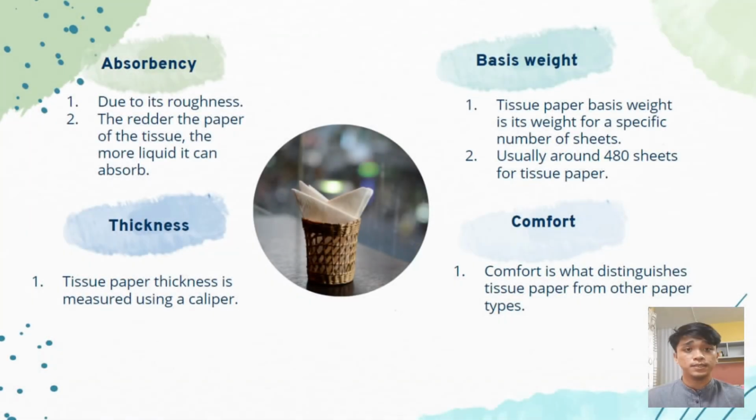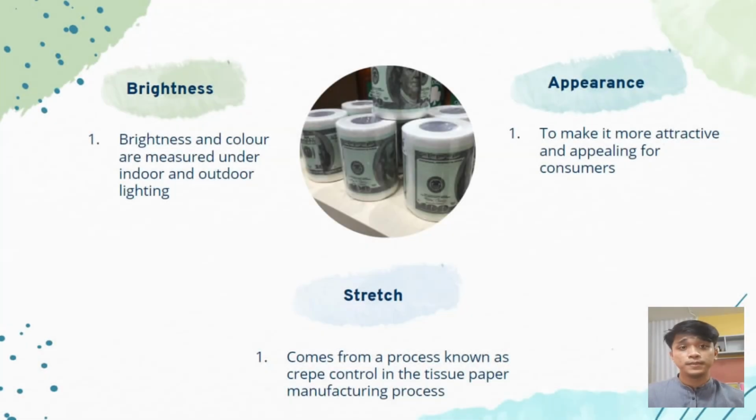Tissue paper's absorbency is one of its properties, which is due to its roughness. Aside from that is the thickness, which is measured using a caliper. The basis weight of tissue paper is around 486. The next feature that distinguishes tissue paper from other types of paper is its comfort. The following property is brightness, which is measured in both indoor and outdoor lighting. One of the characteristics of tissue paper that makes it appealing to consumers is its appearance. Last but not least is stretch. This comes from the manufacturing process.